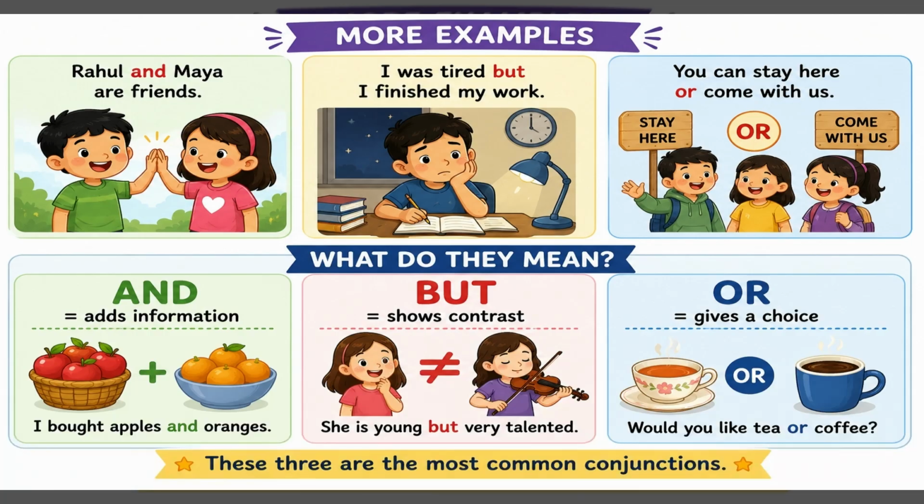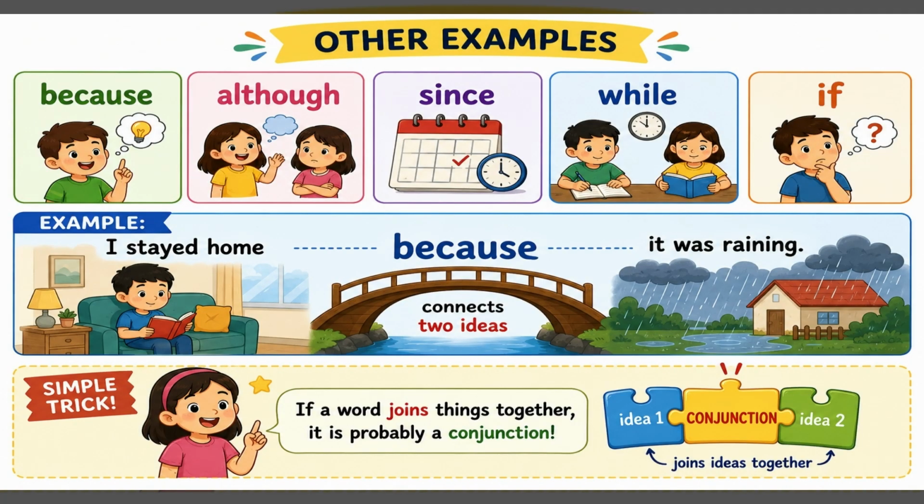The word or gives a choice. We use or when we want to give a choice between two or more possibilities. For example, would you like tea or coffee? Here, or gives us two choices. These three, and, but, and or, are some of the most common conjunctions you'll see in English. But there are many more. For example, because, although, since, while, if.